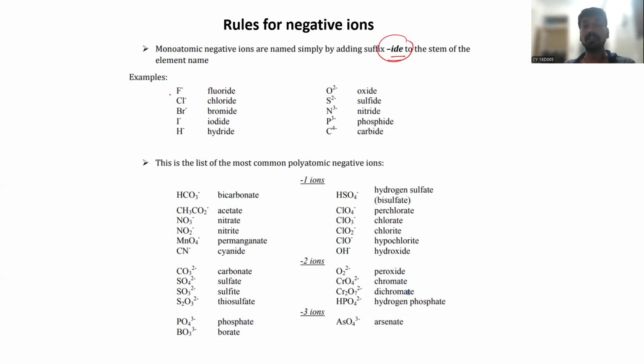So fluorine with negative charge is called fluoride. Chlorine with negative charge is called chloride. So tell me what we call bromine. Exactly, that is called bromide. I negative we call iodide. That's nice, fantastic. Then what are we going to say for O2 negative? Exactly, we call it oxide. And it is used as a suffix. What suffix we are emphasizing is IDE.